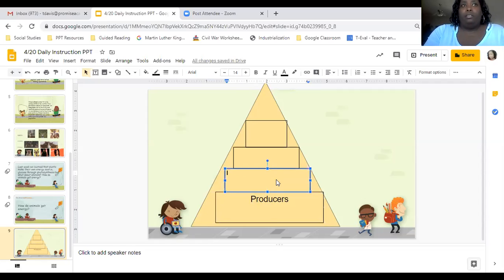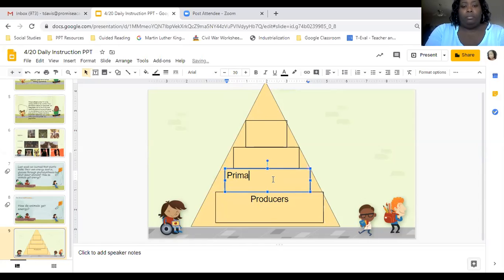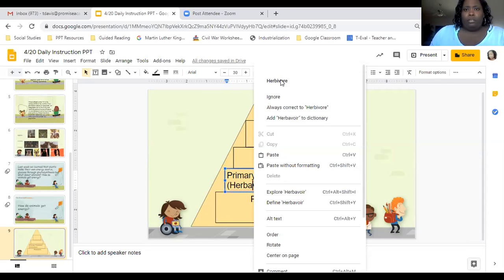All right, so the organism that eats the plants is a primary consumer. The primary consumer would be right above the plants because they eat the plants. Now, in this case, the primary consumer could be and would be an herbivore. We'll talk more about the herbivores later, but typically it's an herbivore.